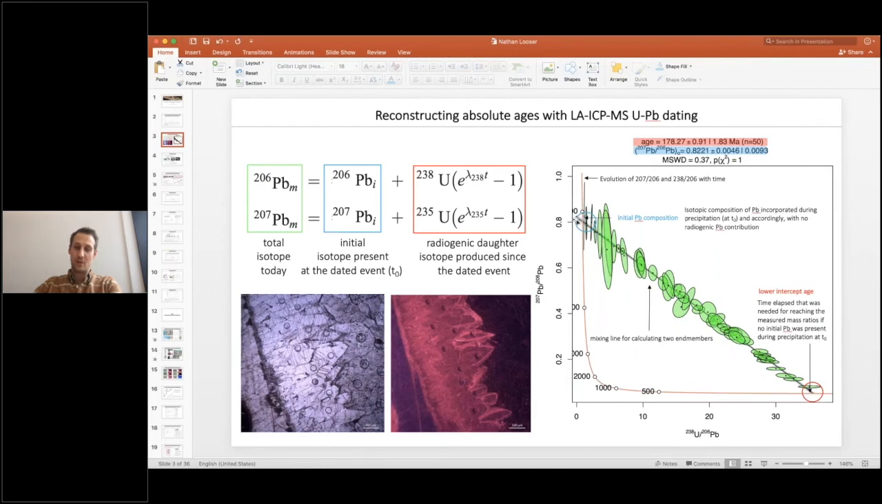Here we assume that there is no, or we derive the components of, zero radiogenic lead. And the other thing that we get, and that's more important for us here, is the lower intercept age. That gives us the time that elapsed since the dated event. So actually the time that is needed for the isotopic ratios to derive the isotopic ratio down here. Here we assume that at the time of the precipitation, no initial lead, common lead, was present. Okay, so we basically always work with these lower intercept ages.